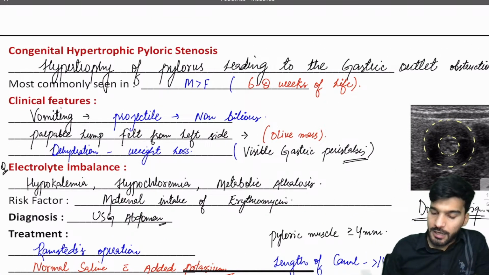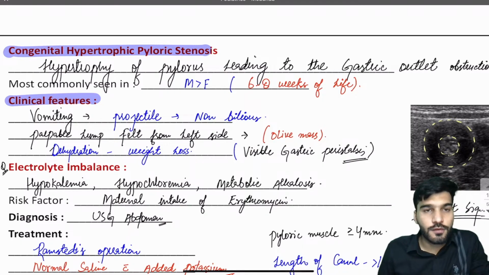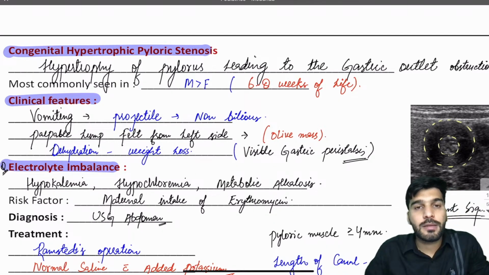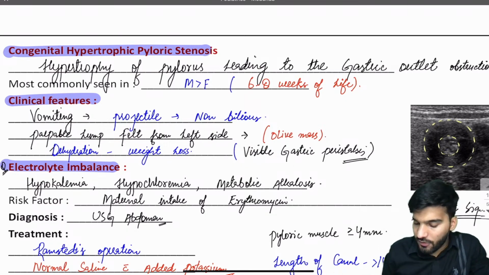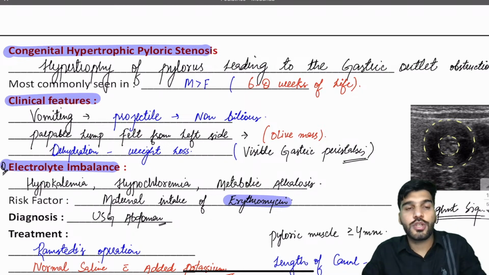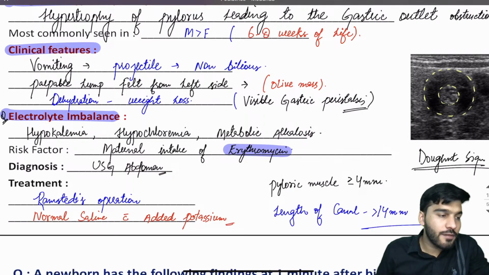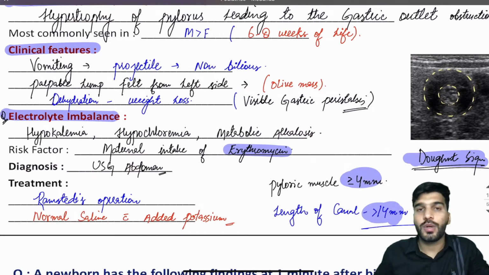So CHPS is a hypertrophy of the pylorus which is leading to gastric outlet obstruction. The clinical features are non-bilious vomiting around 6 to 8 weeks of life, and a palpable lump which is an olive mass, and there is visible gastric peristalsis. The electrolyte imbalance that they've asked is metabolic alkalosis with hypokalemia and hypochloremia. The risk factor is a drug called erythromycin, and the investigation of choice is USG abdomen, with treatment of Ramstedt's pyloromyotomy or Ramstedt's operation, and give IV fluids, normal saline with added potassium. The sign is the donut sign.